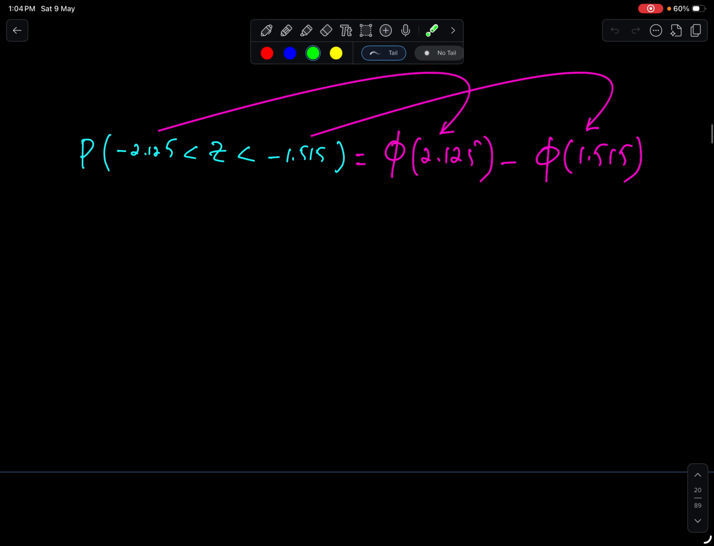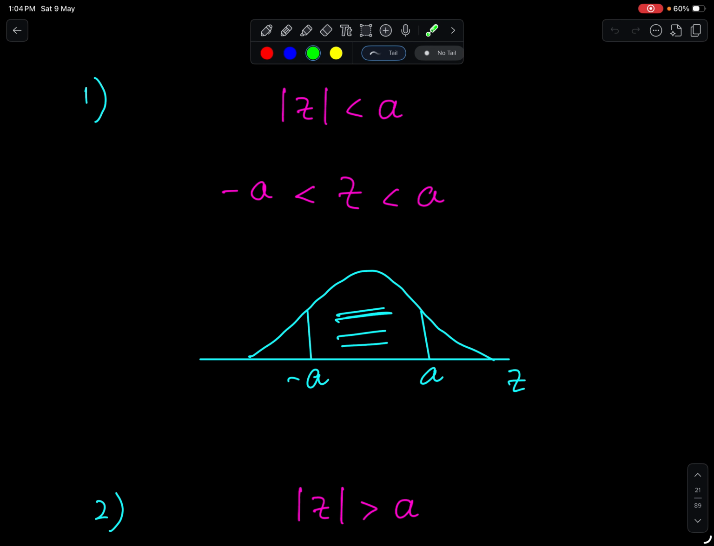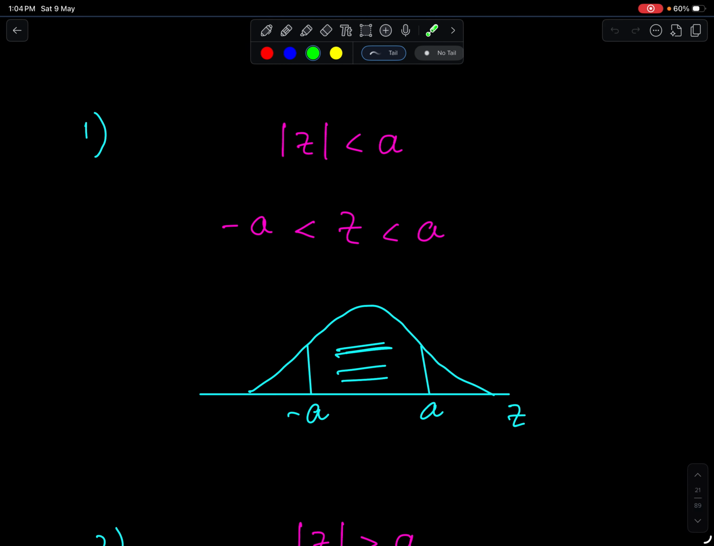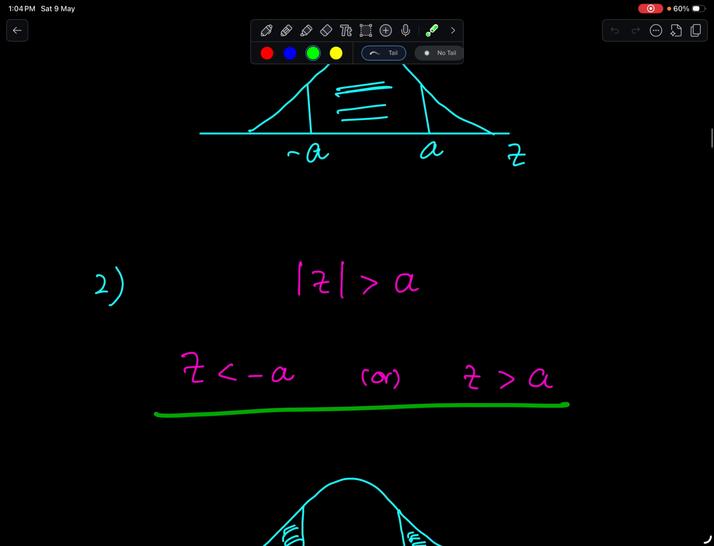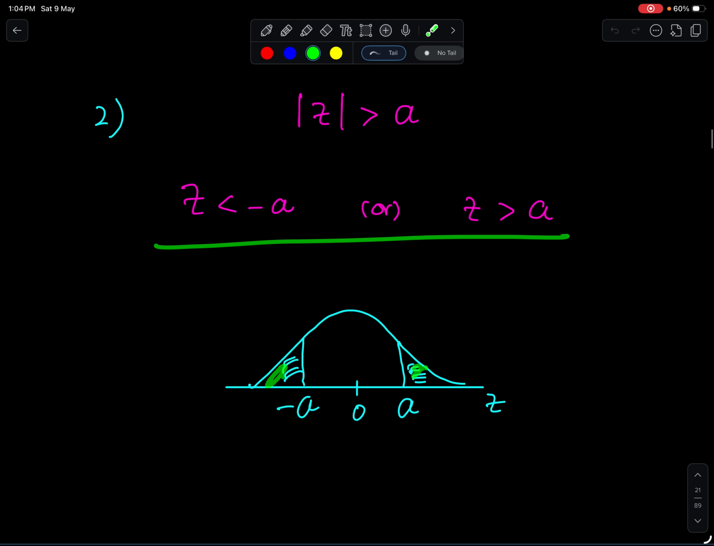How to remove modulus? If we have modulus z less than a, then minus a is less than z less than a, and we need this area. If modulus z is greater than a, then write in this way. These two areas are required.